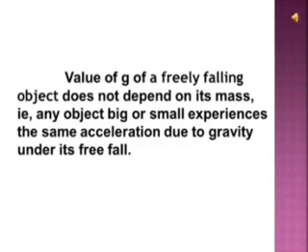By forming the expression g is equal to capital letter G, capital letter M divided by capital letter R square, the small letter m has been eliminated. So, g is independent of the mass of an object. You understood that the value of g of a freely falling object does not depend on its mass, that is, any object, big or small, experiences the same acceleration due to gravity under its free fall.